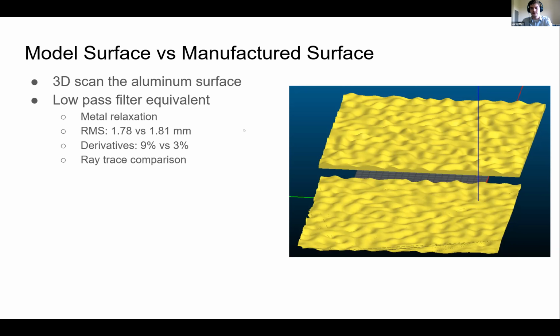We think that is due to the act of pressing acting as a low pass filter, where once the aluminum is pressed over the 3D printed surface and lifted up, the aluminum actually relaxes a little bit, which causes some smoothing of the features. We did find that the RMS of the two surfaces generally agree and are pretty close. So despite this smoothing, the feature sizes are pretty similar.